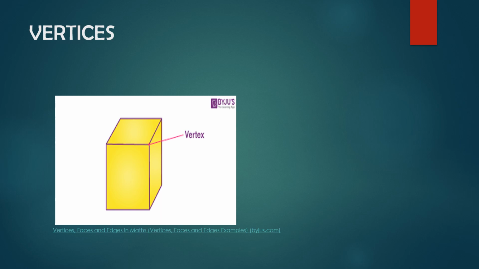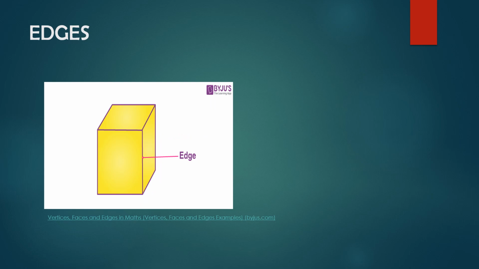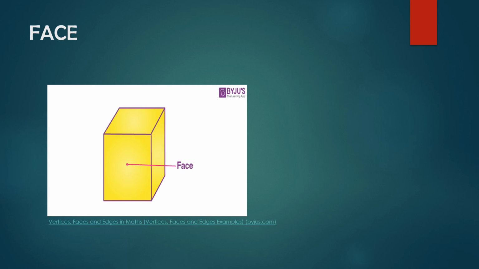Key components of meshes. Here are the vertices. The vertices are the fundamental points in a mesh where edges meet. They define the corners or junctions of a mesh. Edges. Next is edges. Edges are lines that connect two vertices. They represent the skeleton of a mesh, indicating how vertices are connected.